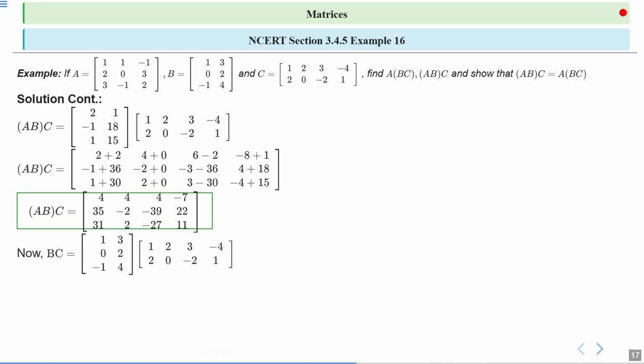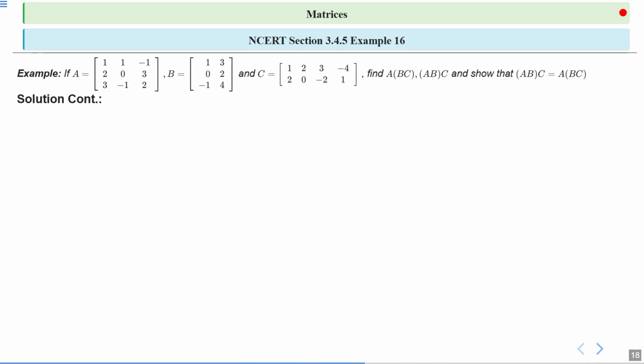Now BC is equal to 1, 3, 0, 2, minus 1, 4 into 1, 2, 3, minus 4, 2, 0, minus 2, 1. Okay. And BC: B is a 3 into 2 matrix and C is a 2 into 4 matrix. So when multiplying these matrices, we will get a 3 into 4 matrix, right? So BC will be equal to 1, 3, 0, 2, minus 1, 4 into 1, 2, 3, minus 4, 2, 0, minus 2, 1.